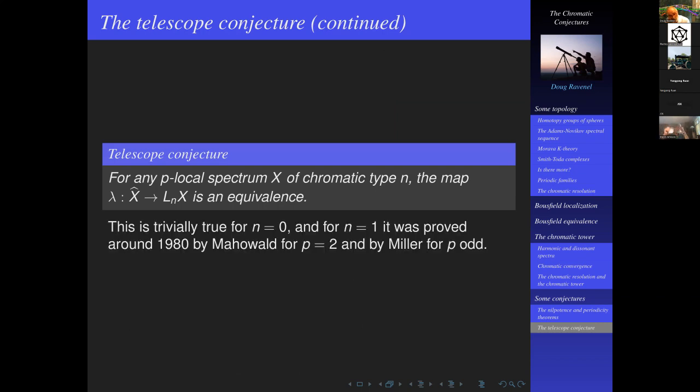Now, it's a different statement for each prime and each n. This is trivially true for n equals 0, because in that case, you're just inverting a prime. And for n equals 1, it was proven around 1980 by Mahowald for the prime 2 and by Miller for odd primes. For n bigger than 1, it was a big mystery.